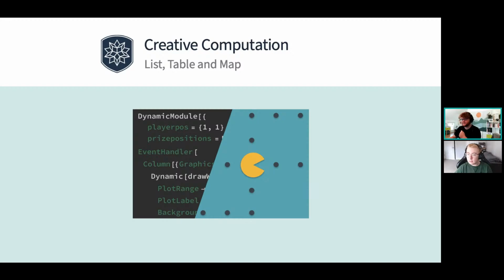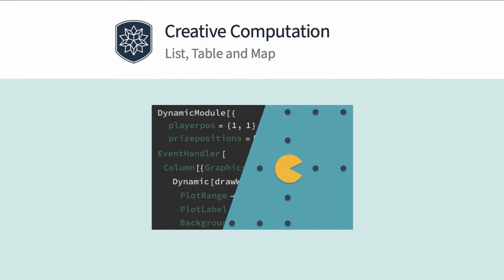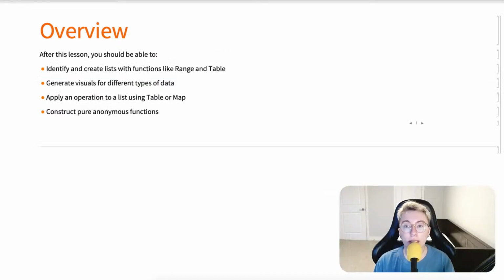Fantastic. So we're going to talk now about list, table, and map. Continuing the first section of this course, in this chapter we'll be covering some core functionality for working with lists. We'll learn how to create a list with functions like range and table, how to generate visuals for different types of data. We'll cover how to also operate on a list with table and another function, map. And in conjunction with map, how we can construct and use what's called a pure anonymous function.